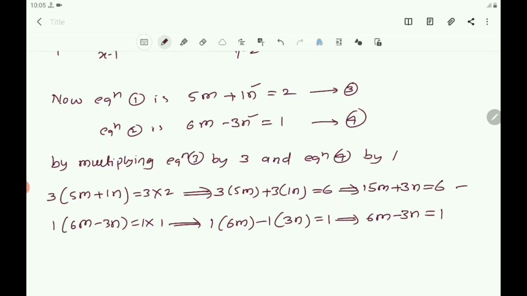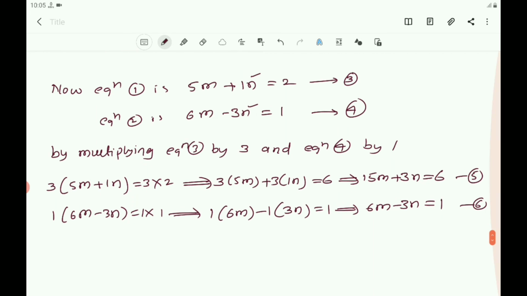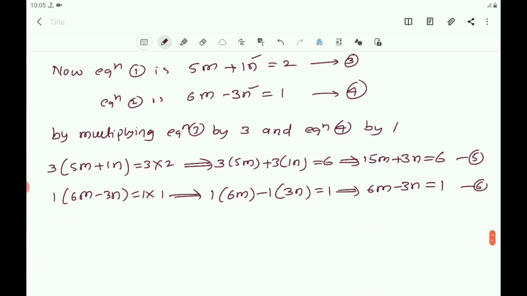Now this equation can be considered as the fifth one and this is the sixth one. Now you got the variable n having the same coefficient, that is plus 3 and minus 3. As they have different signs, we can add them to cancel the variable n here. So you write by adding equation 5 and equation 6.